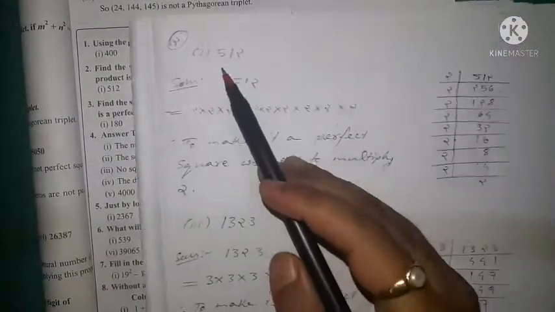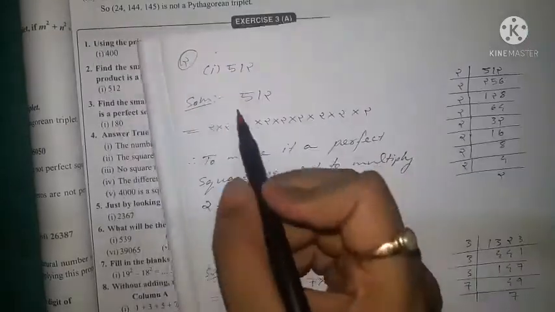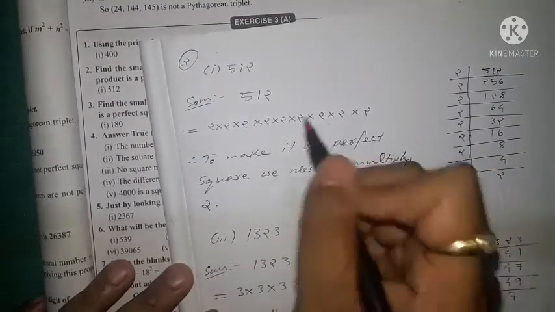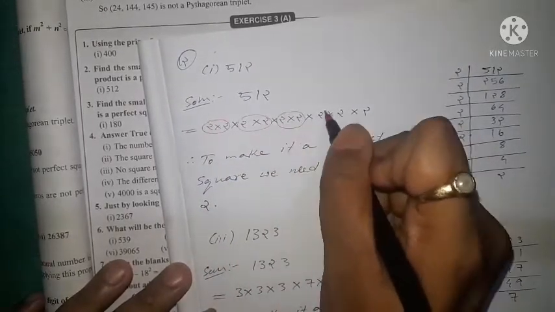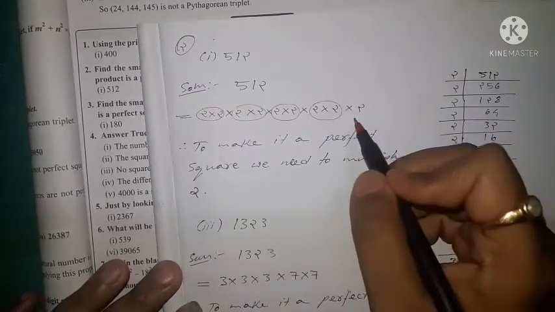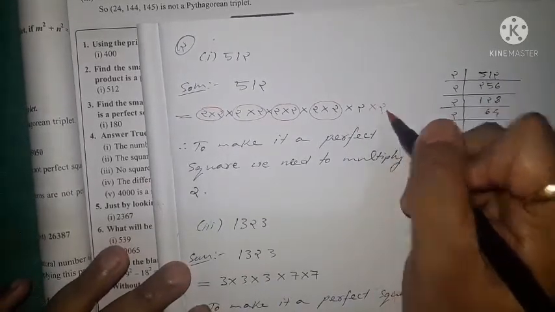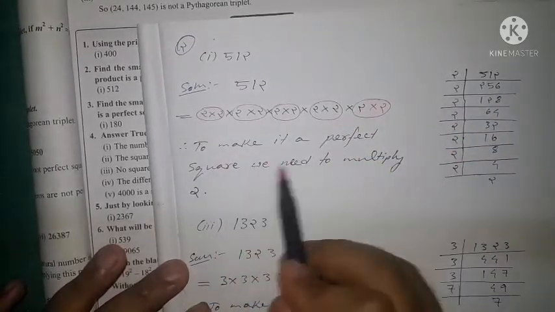So the first one is 512. If we do the prime factorization of this 512, it becomes 2 into 2 into 2, 2 into 2 into 2, again 2 into 2 into 2. So if we make it pair, let's see what happens. So this comes in pairs. That means 2 remains alone. So in order to make it a perfect square, we must multiply it by 2. Then only it will become a pair. So therefore, to make it a perfect square, we need to multiply by 2.